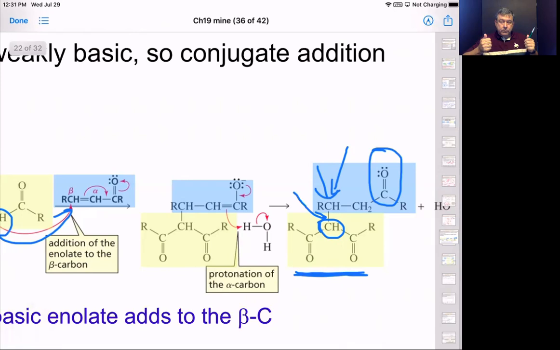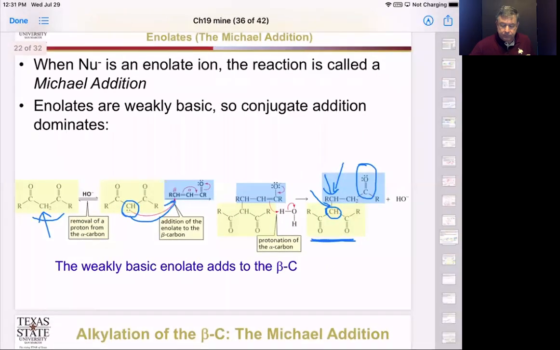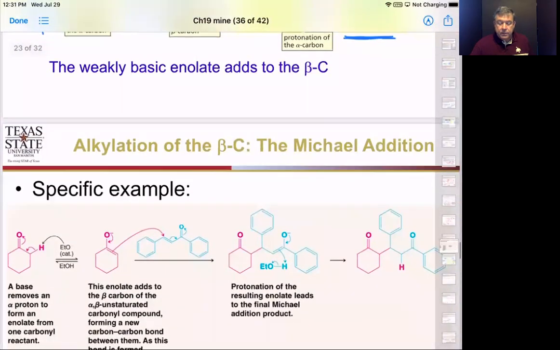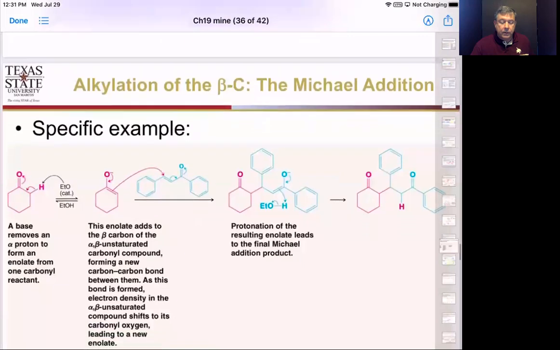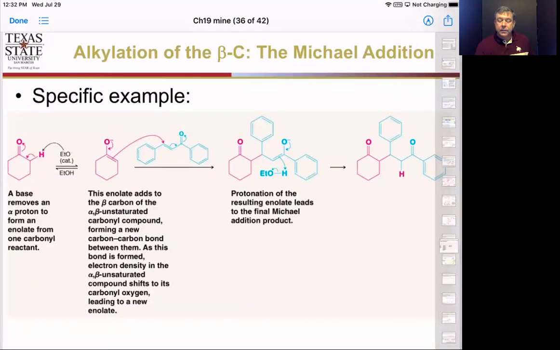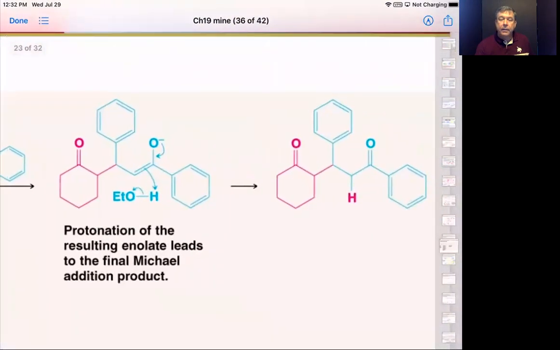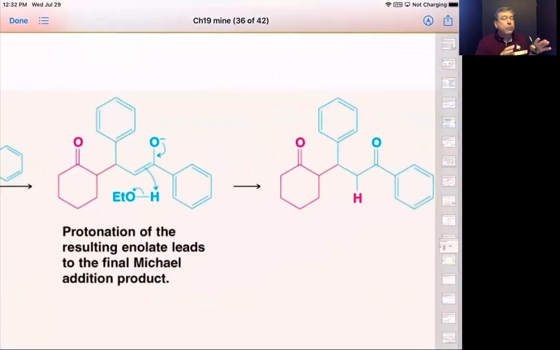Questions on that? Okay. So enolates are weak nucleophiles, and they react in the conjugate addition version of it, not the direct addition across the carbonyl. Okay, so let's look at this final product here and think of where the new bond is and what the starting materials probably looked like, okay?